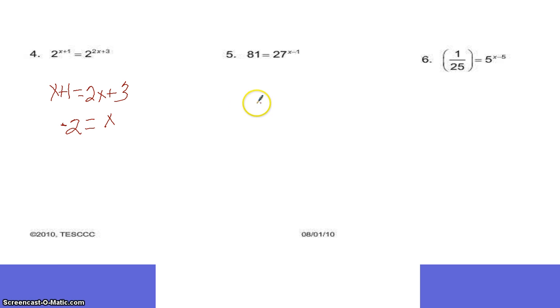Now, looking at number 5, I don't have the same bases. And I know I can't turn an 81 into a 27 or a 27 into an 81. But I do know that I can turn this into 3 to the 4th power, because 3 times 3 times 3 times 3 is 81. And I can change this into 3 to the 2nd power.